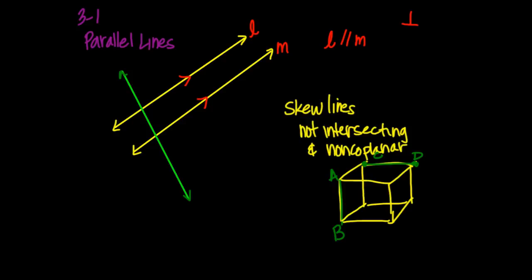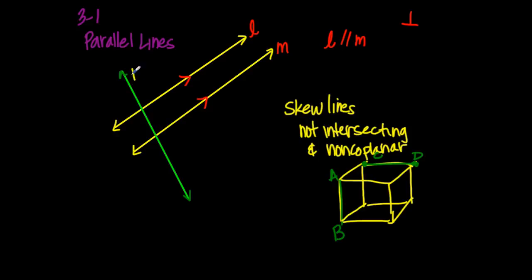All right, next thing that I would like to talk to you about is when I have two lines and then a transversal that cuts through them. Let me just go back to my first slide. This would be considered a transversal, right there, that green line.